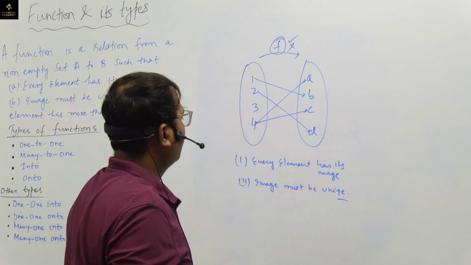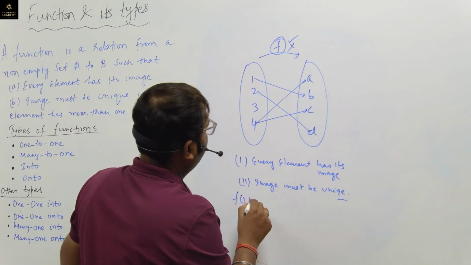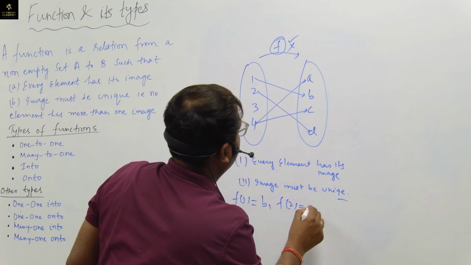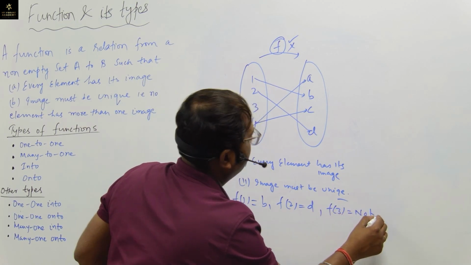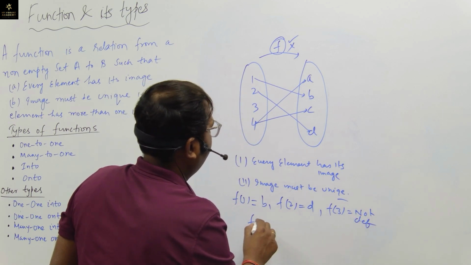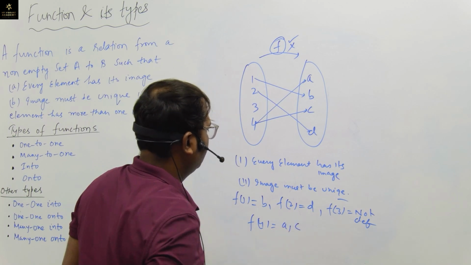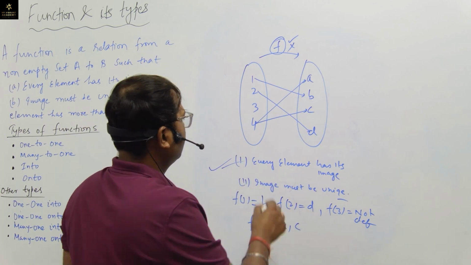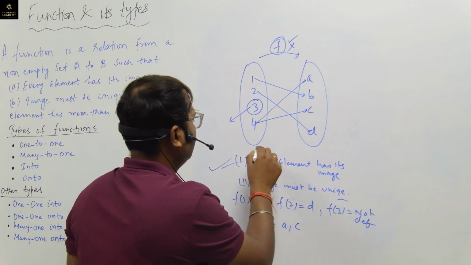Okay, so let us find the image. So f of 1 is equal to b, f of 2 is equal to d, f of 3 not defined. 3 का कोई इमेज ही नहीं है. ठीक है, not defined. और f of 4 is equal to a and c. Okay, so let us apply the condition when every element has its image. So 3 का इमेज नहीं है, there is no image of 3, so this condition is failed.